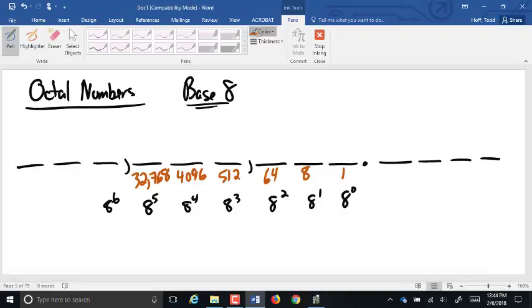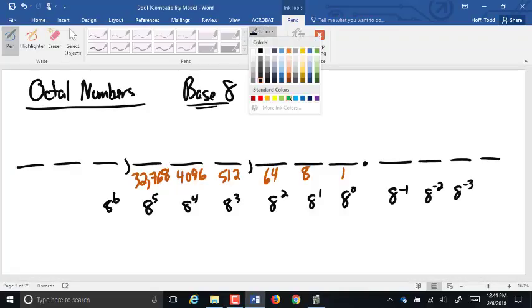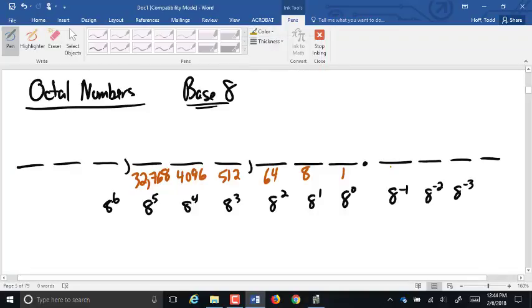Going in the other direction, 8 to the -1, 8 to the -2, 8 to the -3, and so on. Well, 8 to the -1 is just 1/8. 8 to the -2 is 1 over 64. 8 to the -3 is 1 over 512. And we can keep going.